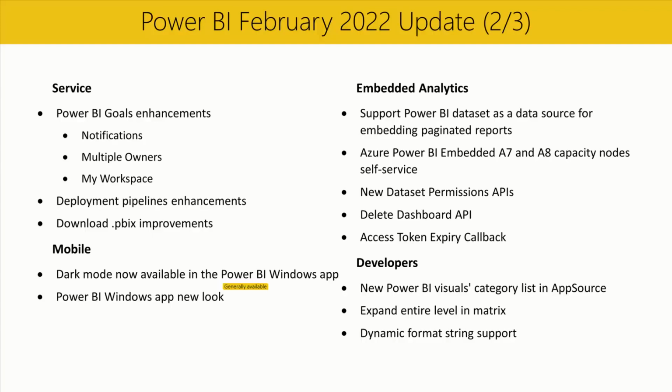Next, in order to support dynamic format strings in your custom visual, we've added a new definition for you to add to capabilities.json, available from API version 4.2 onwards.